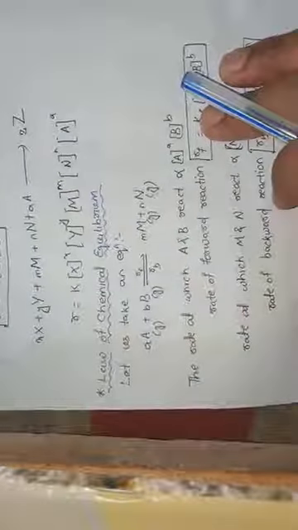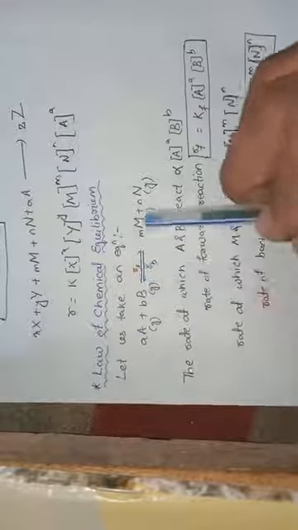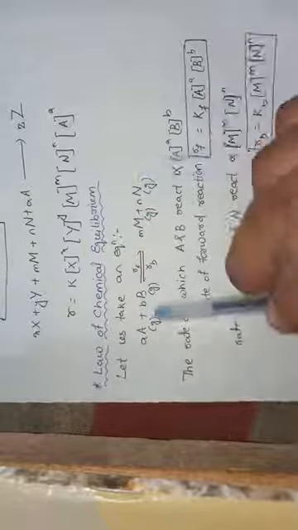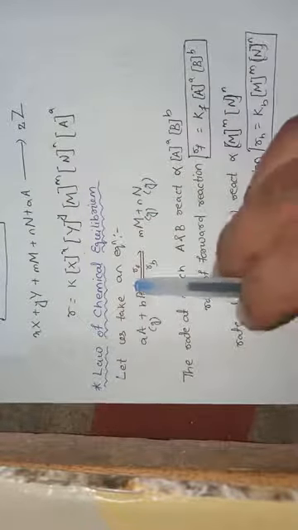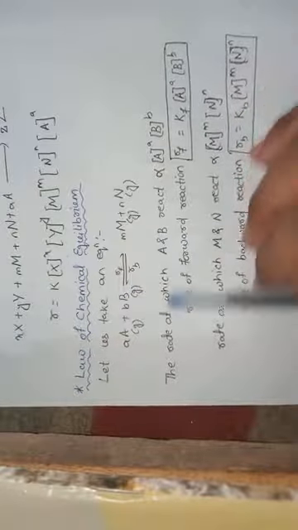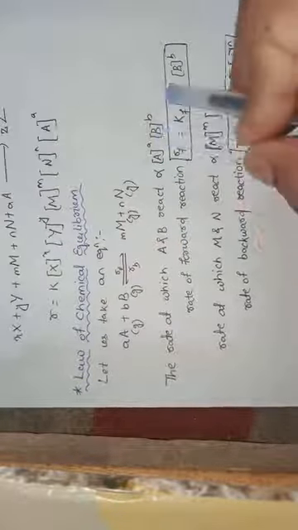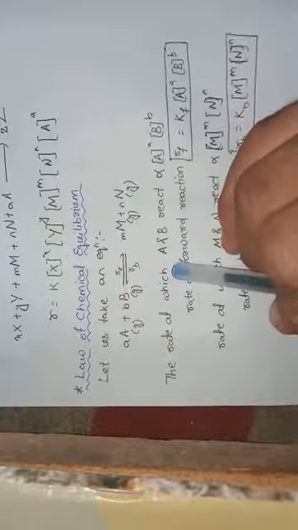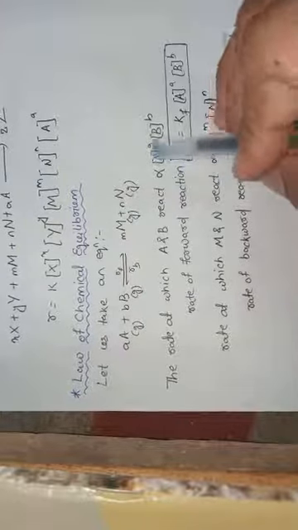Then the law of chemical equilibrium. Let us take the equation A plus B in equilibrium with M plus N. All the substances are in the gaseous state. So this is the rate of forward reaction and this is the rate of backward reaction. The rate at which A and B react is proportional to [A] to the power a, [B] to the power b.